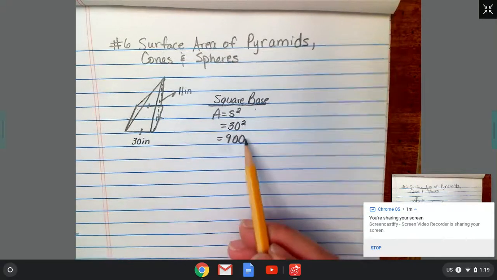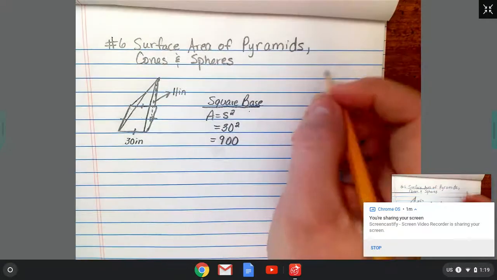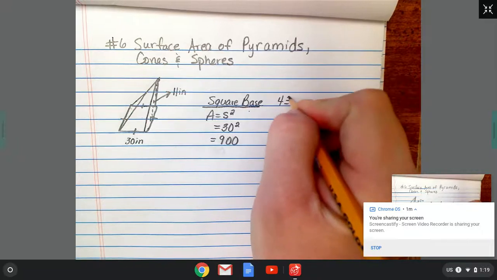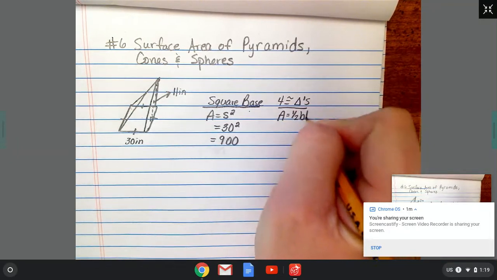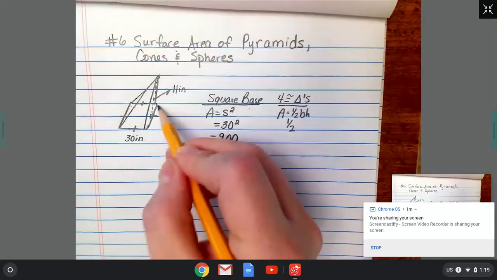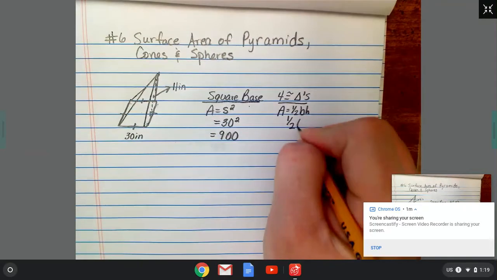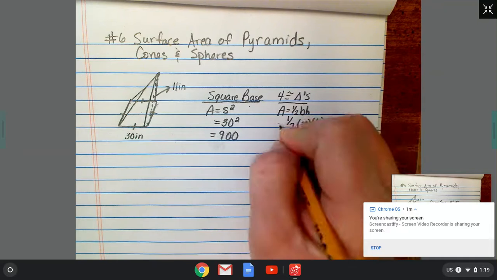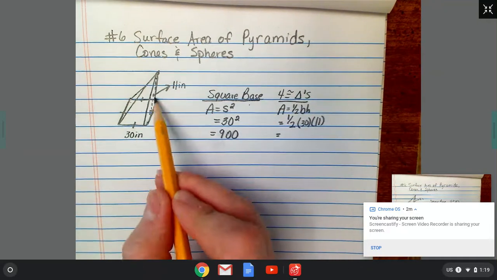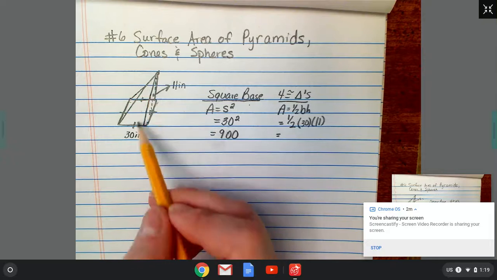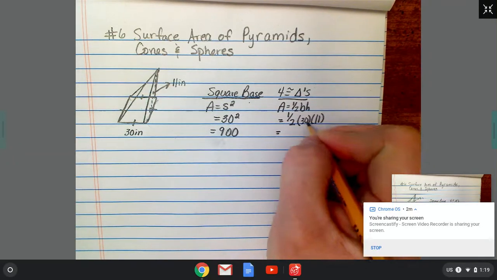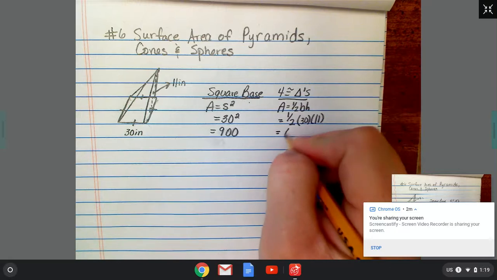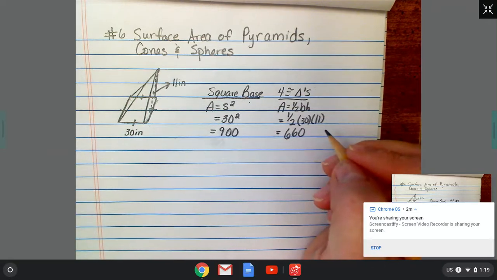So we've got the base, we did the square. Now we're going to do the 4 triangles. There's 4 congruent triangles on the side. So for a triangle, it's 1/2 base times height. Okay, lucky for us, we have the base, we have the height. So that would be 30 times 11. Okay, and a lot of times you'll see in the book, they call this a slant height because it is on the side that's kind of slanted towards the middle. Okay, so half of 30 is 15. 15 times 11 is 660. Just double check that.